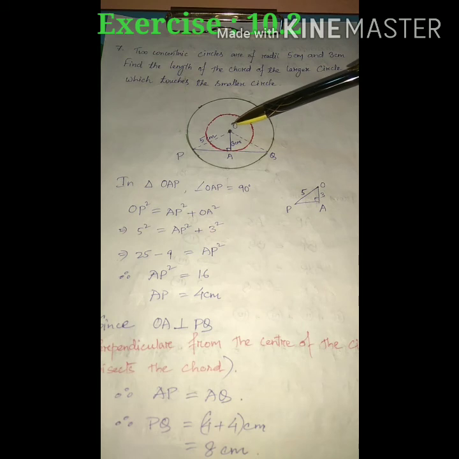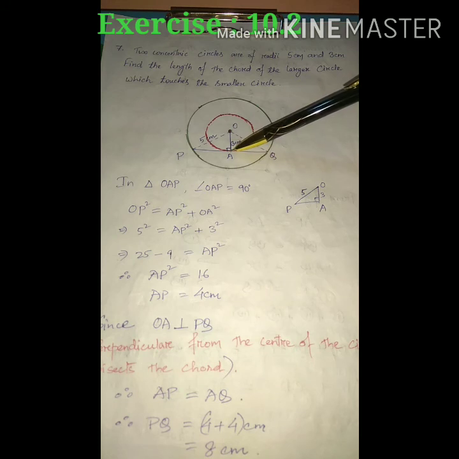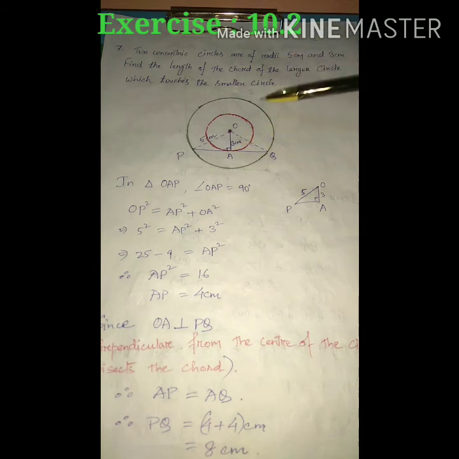So now from the center we join OA. A is the point of contact. All of you know, so this angle is how much? 90 degrees. So OA is the radius of the smaller circle, so this is 3 cm, already given, you see here. Similarly, the radius of the bigger circle is from O to P, or you can say O to Q. This length is what? 5 cm, already given.